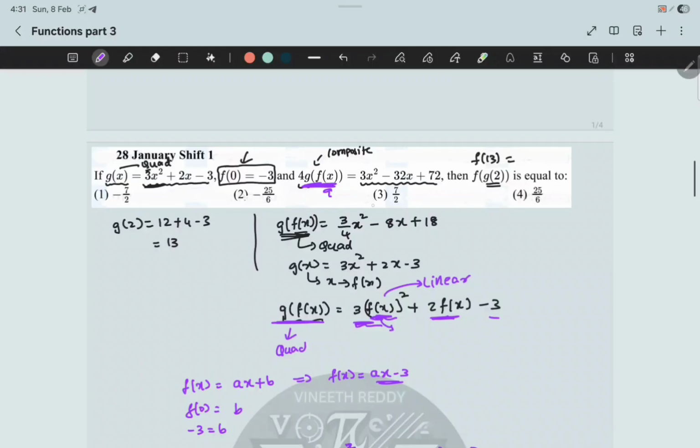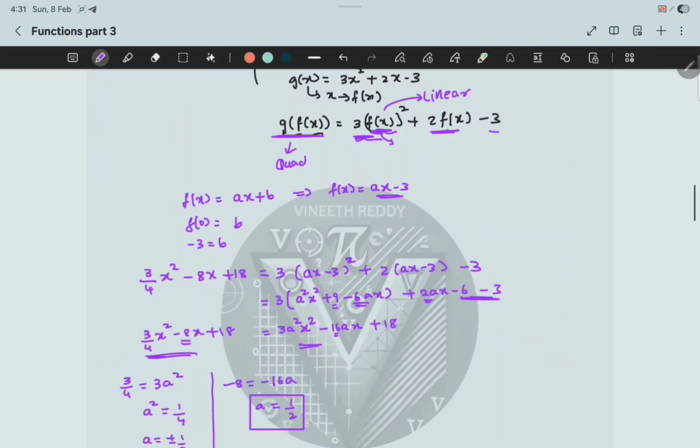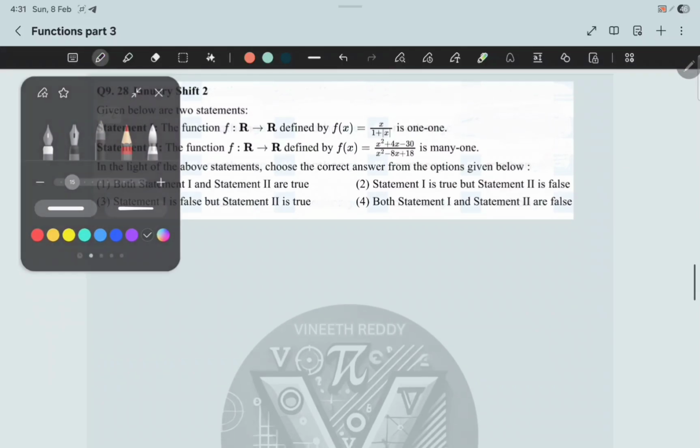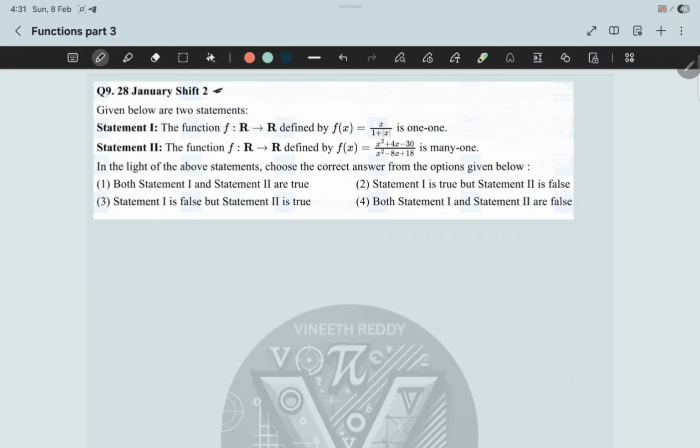Let us see if it is an option. Yes, indeed, that is the correct answer. Option 3 we have, yes, 7 by 2 should be the correct answer. Now let us go to the next question. The next question says, this is a statement based question. So JEE Mains is also asking statement type of questions.